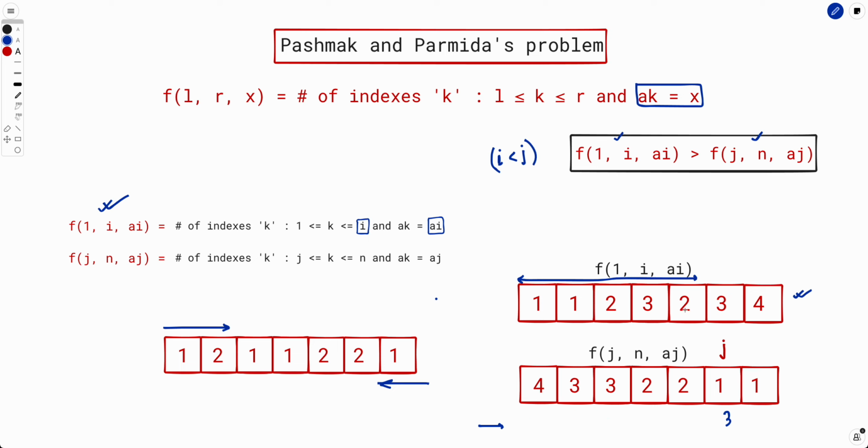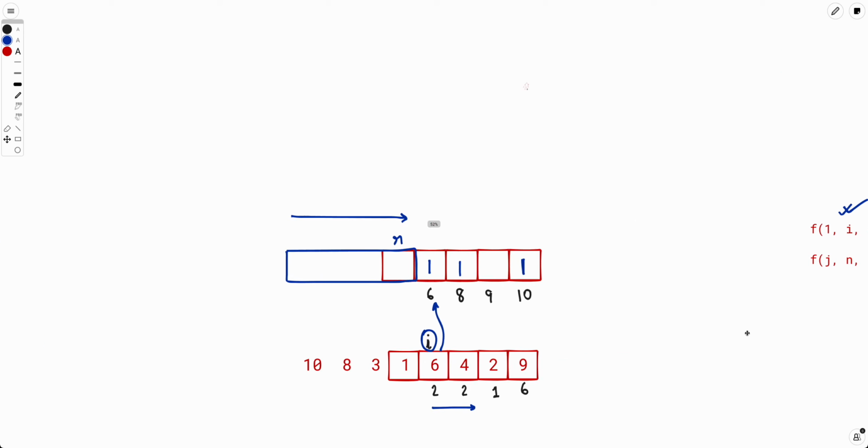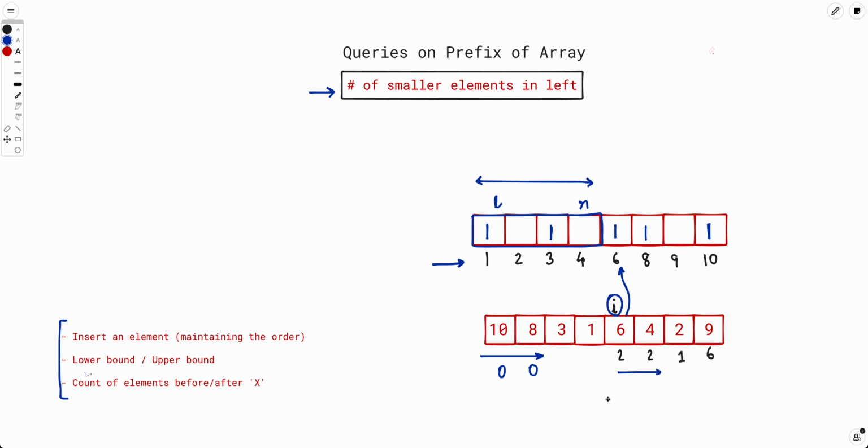Now, what exactly we need to find out is how many elements are there which are greater than a particular number x in the left of the array. So we have to figure out how many numbers are there which are greater than 1 and which lie in the left of the array. This problem is exactly similar to the number of elements smaller in the left. Only difference is you just need to count the number of greater elements instead of smaller elements.